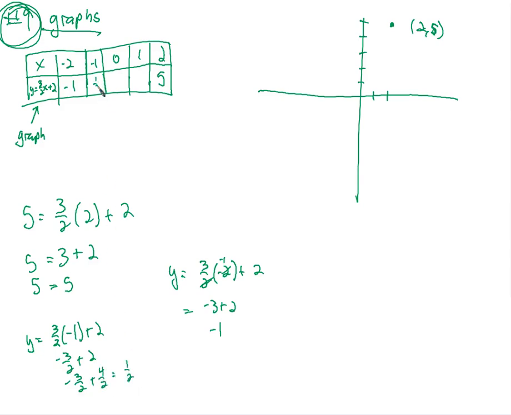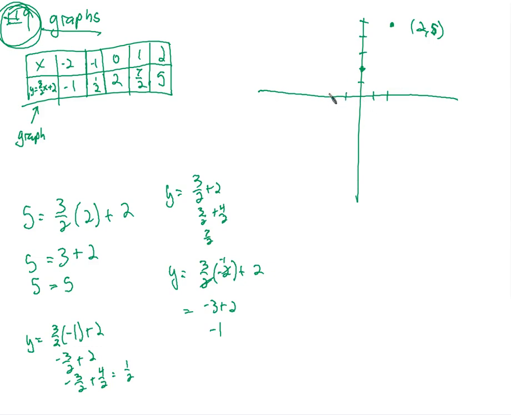1 half. 0. That's easy. Put 0 in for x. 0 times 3 halves, just do that in your head right there. 0 times 3 halves is 0 plus 2. We just get 2. Oh, the y-intercept. Oh, wow. Okay. And 1. That's going to be 3 halves times 1 is 3 halves plus 2. That's 3 halves plus 4 halves, getting the common denominator there. 7 halves. Okay, so let's fill this all in.